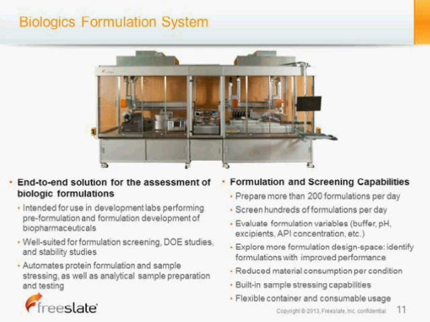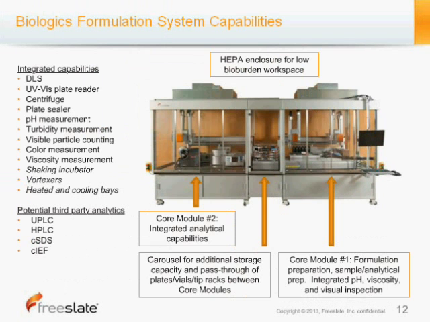So to give you some more specifics about what this system looks like, and to be clear, this is the actual system that was used to perform the study I'm talking about. As I mentioned, it has two robots separated by a carousel. The first robot, we're going to call core module number 1. That's where the formulation preparation, sample and analytical prep is performed. It also has Freeslate analytics that are integrated. So that's the automated pH probe, automated viscosity, and automated visual inspection station.